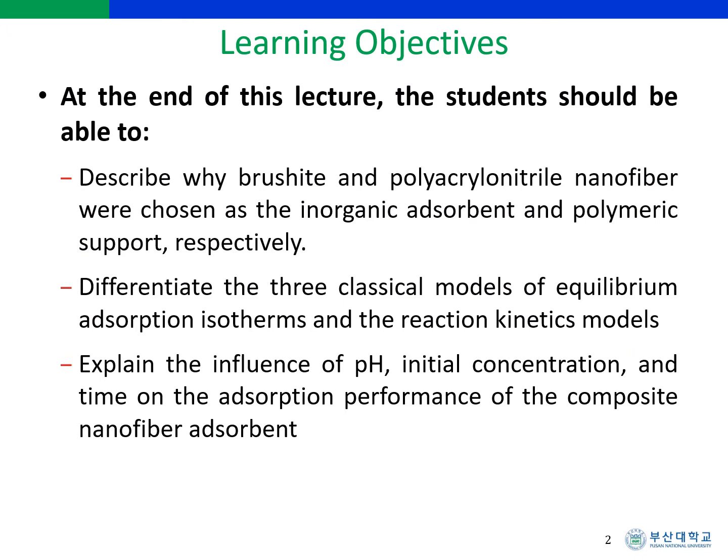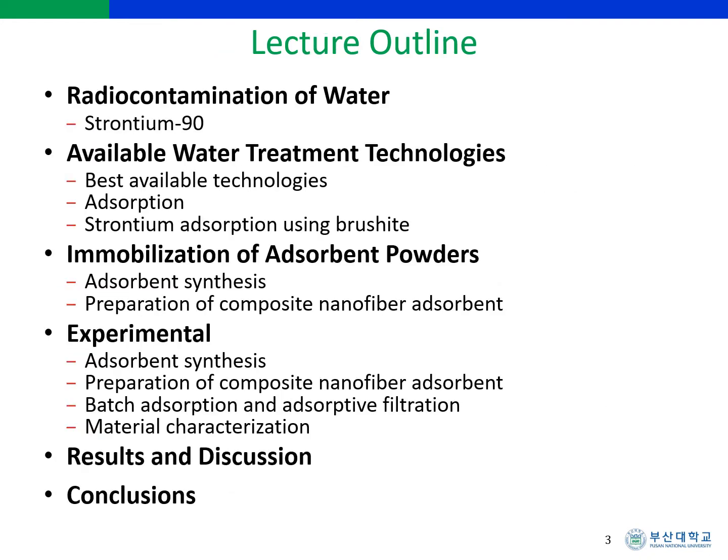At the end of this lecture, you should be able to describe why brushite and polyacrylonitrile nanofiber were chosen as the inorganic adsorbent and polymeric support respectively. Differentiate the three classical models of equilibrium adsorption isotherms and the reaction kinetics models. And explain the influence of pH, initial concentration, and time on the adsorption performance of the composite nanofiber adsorbent. This will be the flow of my second lecture.